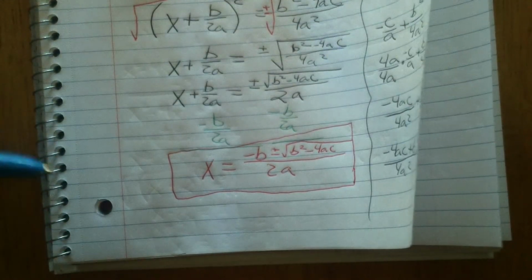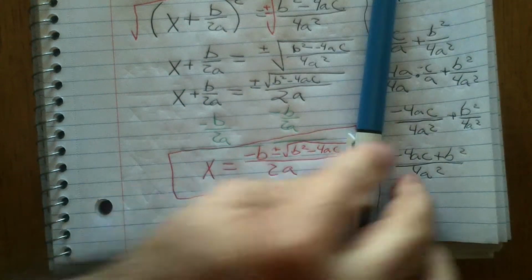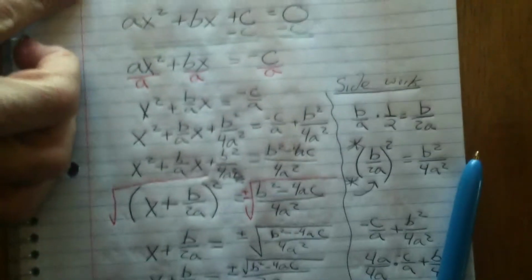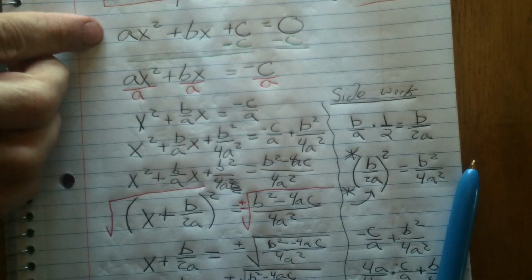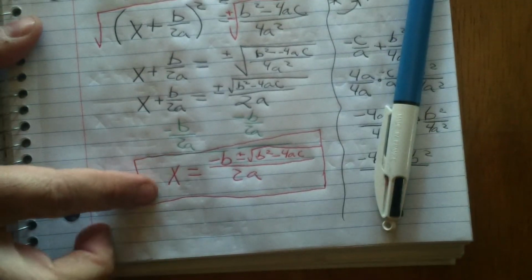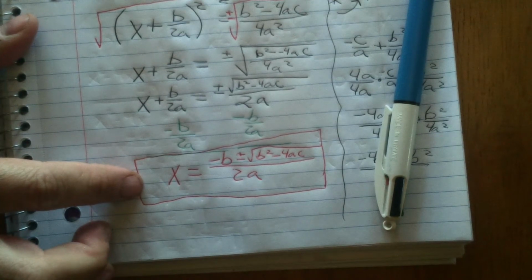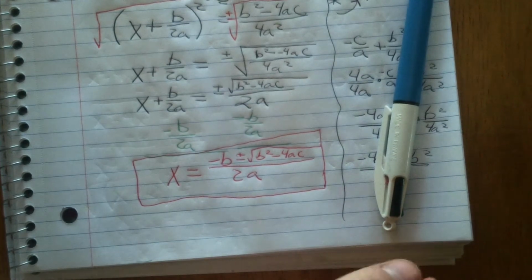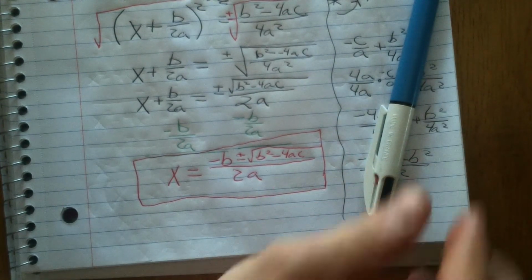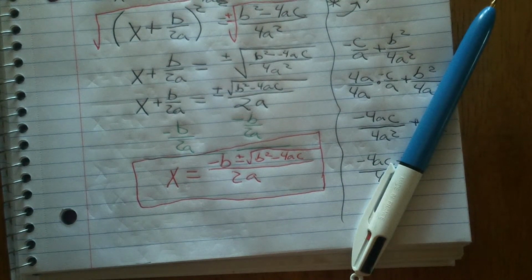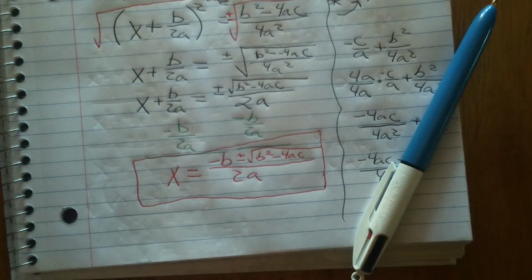So we have gone from completing the square in one page. We went from completing the square on a x squared plus b x plus c equals 0 to the quadratic formula. X equals negative b plus or minus the square root of b squared minus 4ac all over 2a. And hopefully that does answer the question, which came first, the chicken or the egg, or in this case, completing the square or the quadratic formula.